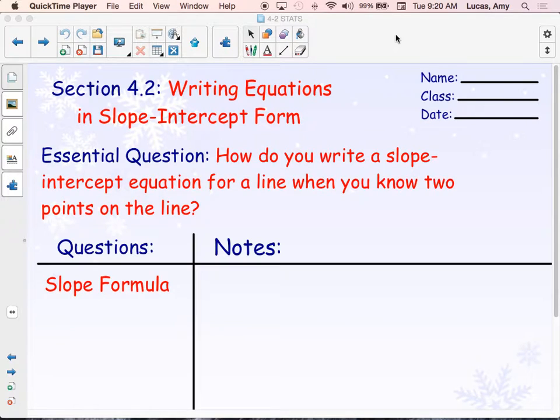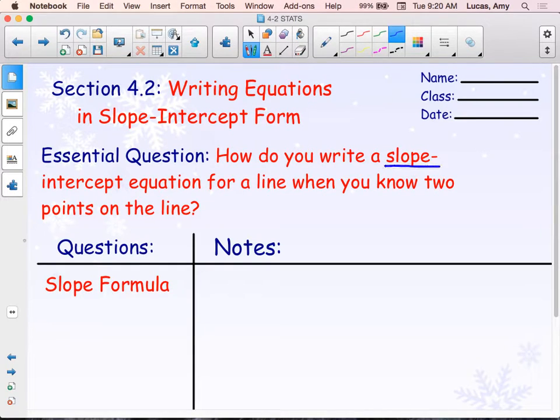Lesson 4.2, Writing Equations in Slope-Intercept Form. Our essential question today is how do you write a slope-intercept equation for a line when you know 2 points on the line? So we need to be able to write a slope-intercept equation for a line when we know 2 points on the line.